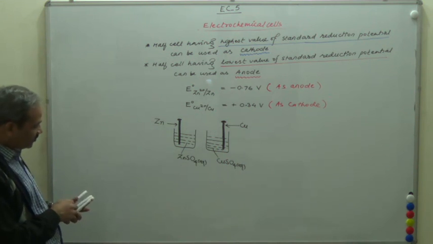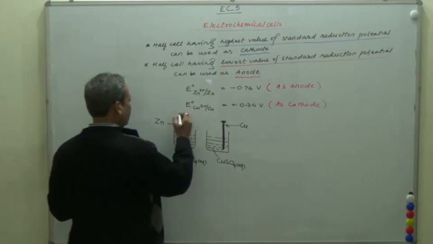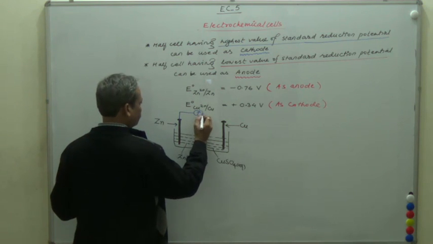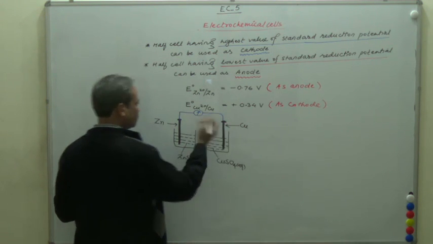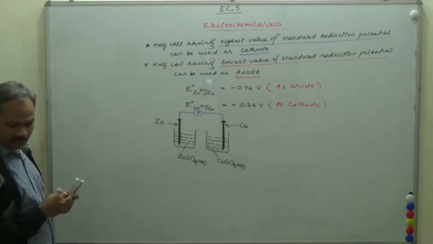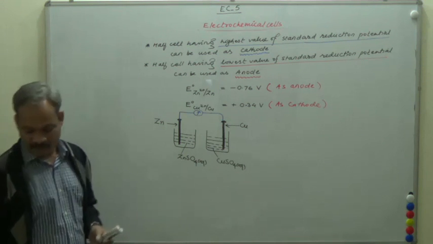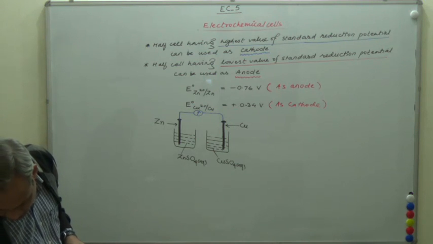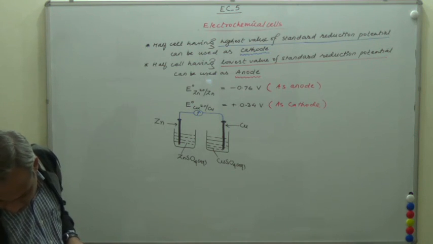So these two are the corresponding half cells, and these two can be connected to an ammeter to identify whether there is a flow of current or not.